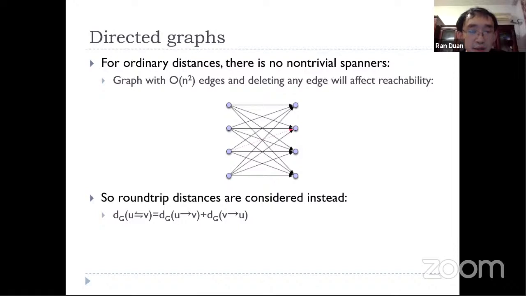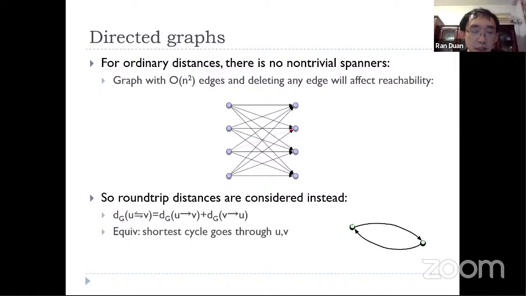So in directed graphs, we consider round-trip spanners instead. The round-trip distance between u and v is the distance first from u to v and then from v to u. We need to travel back. Or equivalently, it's the shortest cycle which goes through both u and v. It also satisfies the triangle inequality.